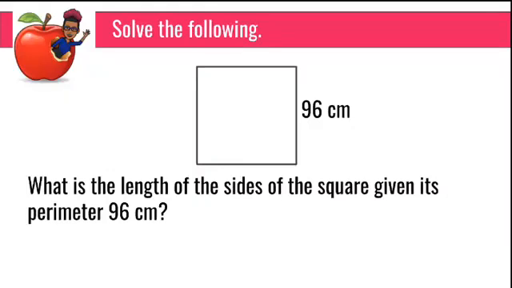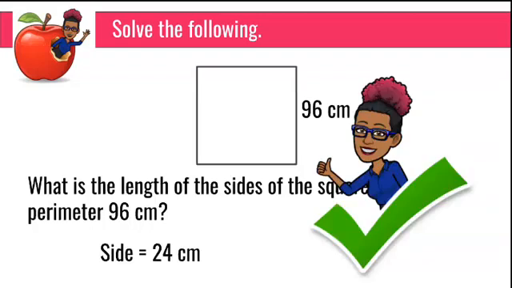What is the length of the sides of the square given its perimeter of 96 centimeters? So this question is telling us that the distance around this square is 96 centimeters. And we have to find the length of the sides. So again, this is where we take our perimeter and divide it by the number of sides in the square, and we know all sides are equal. When we do that, 96 divided by 4, we would get 24 centimeters. So each side of the square is equal to 24 centimeters.